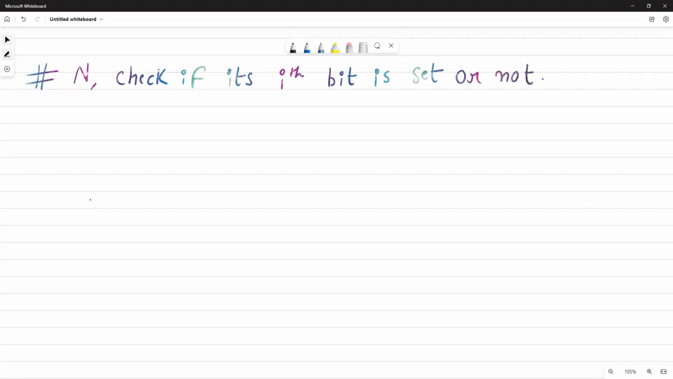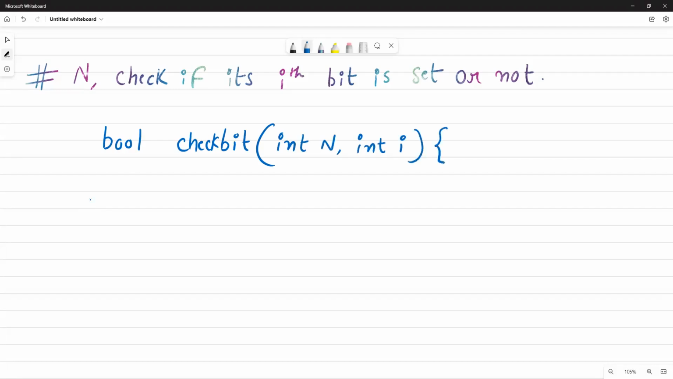Okay, that is the question. Ith bit means you will be given the input as Boolean, check bit. You will be given the number n, and you will be given the number I. I is the ith bit, and you need to check it.